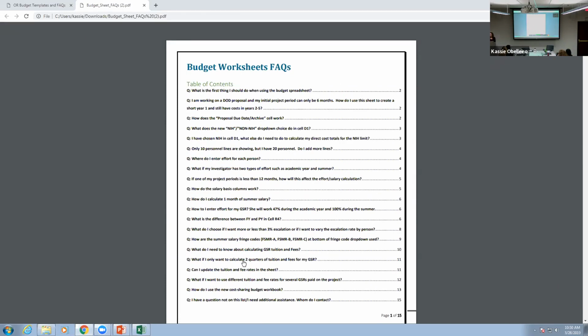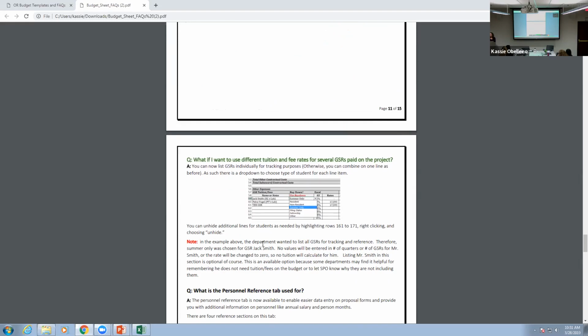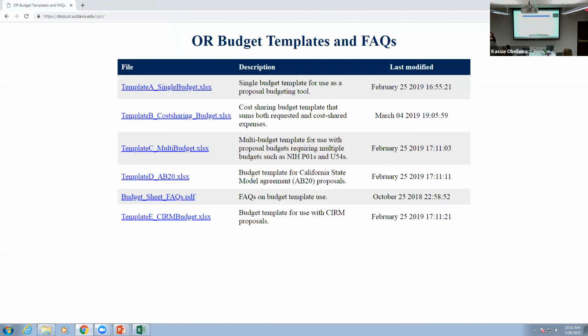But again, you can just calculate here. Like what if I only want to calculate 2 quarters? Teach you how to do that. So, all right. Does anyone have any questions?